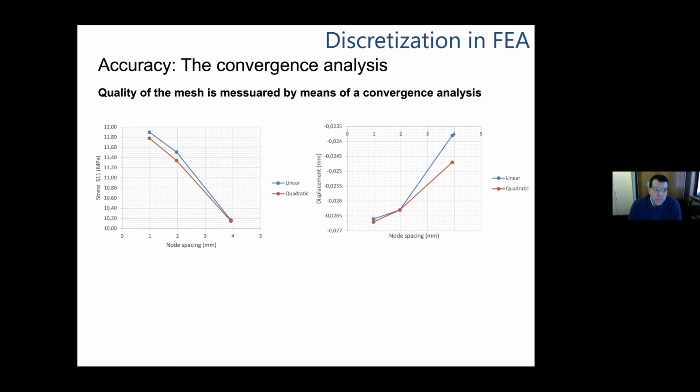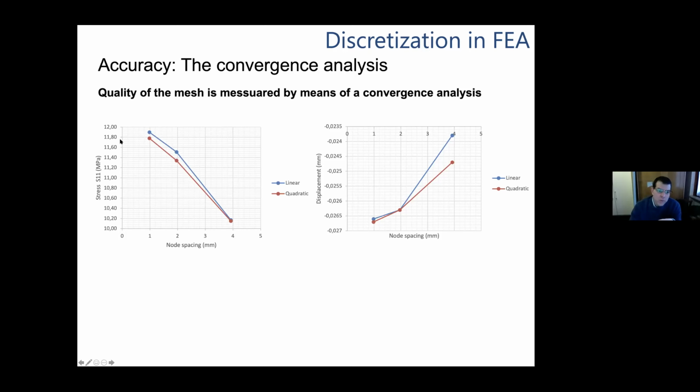So usually the previous exercise is very useful as a first judgment of how good your discretization is. But if you want to perform a much more formal quantification of the quality of the mesh, you have to perform a convergence analysis. A convergence analysis consists of monitoring a specific variable, and how this variable changes as you reduce the node spacing, or increase the mesh density.